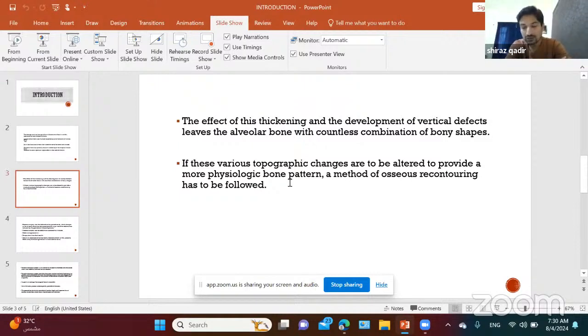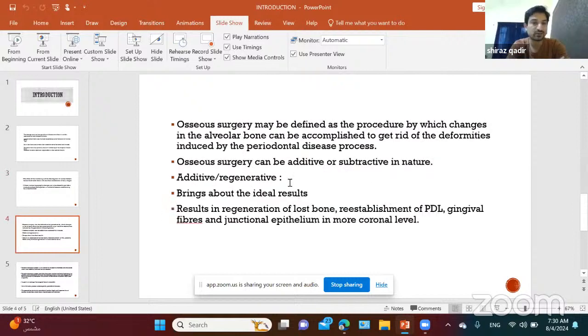So now we will see the definition of osseous surgery. What is osseous surgery? Osseous surgery may be defined as the procedure by which changes in the alveolar bone can be accomplished to get rid of the deformities induced by the periodontal disease process. So osseous surgery can either be additive or it can be reductive. Additive is nothing but regenerative.